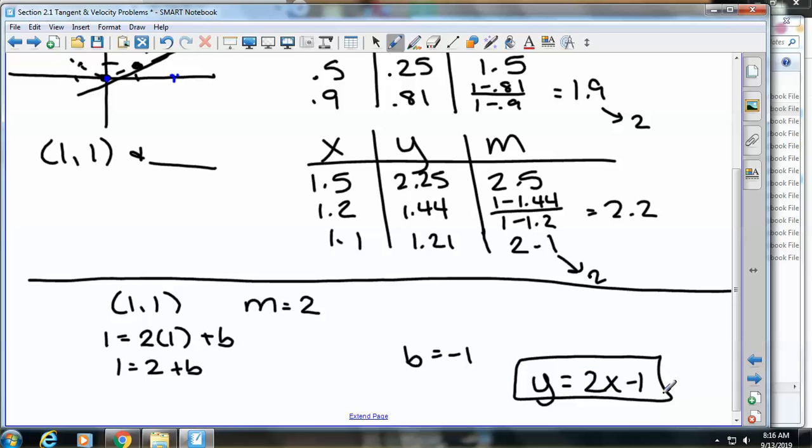That is the equation for that tangent line when the curve is y equals x squared at the point 1, 1. So if I picked a different point on that curve, it would be a different tangent line. Okay, this one is unique to that curve and that point. Okay, questions? Yes, ma'am.